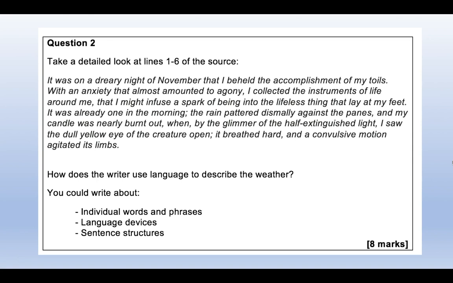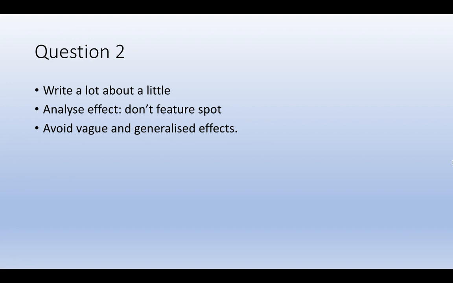This video is just about what did the 2018 summer paper teach us in the examiner's report as a result of that paper, talking to examiners and students and looking at past papers and the examiner's report and the mark scheme and the paper itself. What did we learn that perhaps we didn't know before? So for question 2, a few things came out. Writing a lot about a little, analysing effects, not just feature spotting, and avoiding vague and generalised effects.